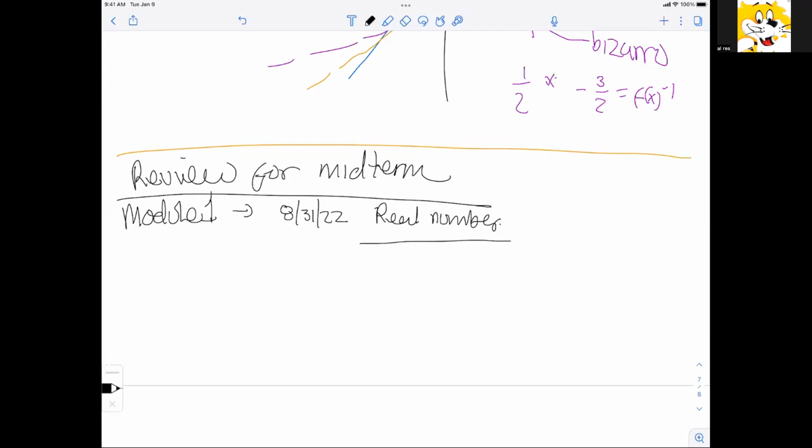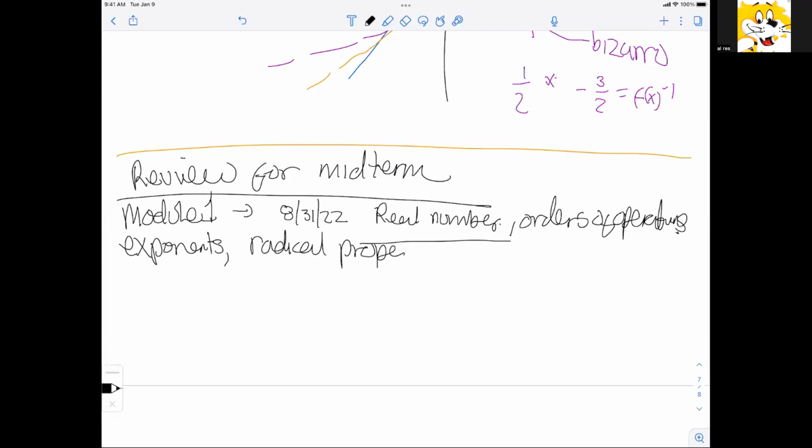We also have to know the orders of operation. Right? We also need to know what? Exponents. Radical properties were on the quiz. And anything I went over on this video on 8/31/2022.